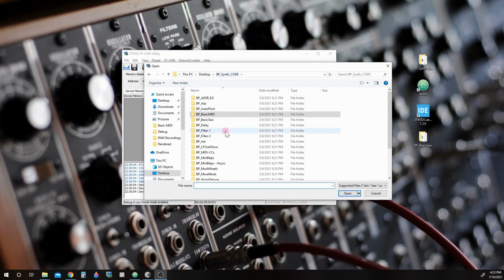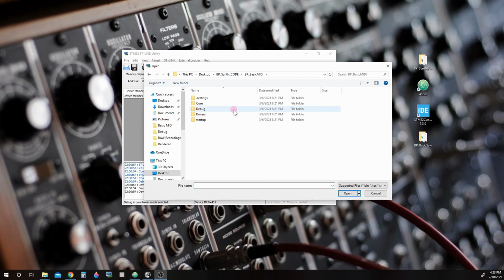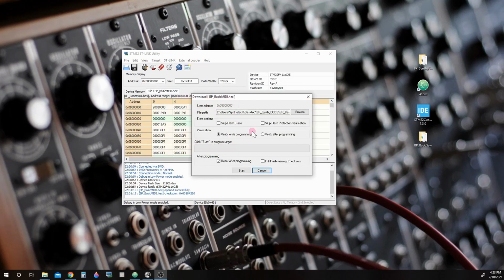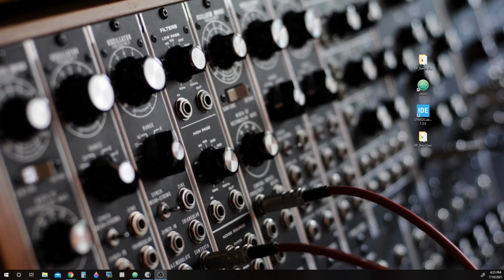Please refer to previous videos for instructions on how to flash the code and hook up a keyboard to your BP synth. Once you have the code flashed to the BP synth, you can give it a try. If you happen to have the GUI connected up, there's a feature you can use called MIDI Monitor. Let's open that up and set it up now.